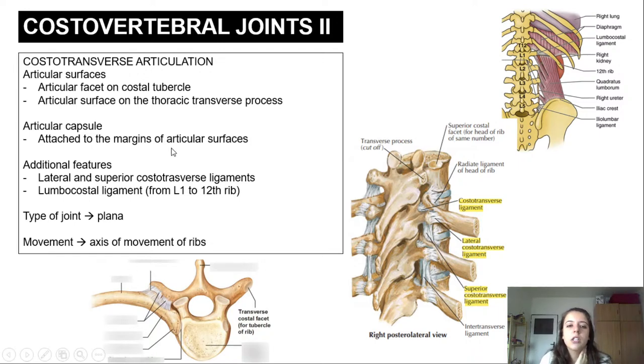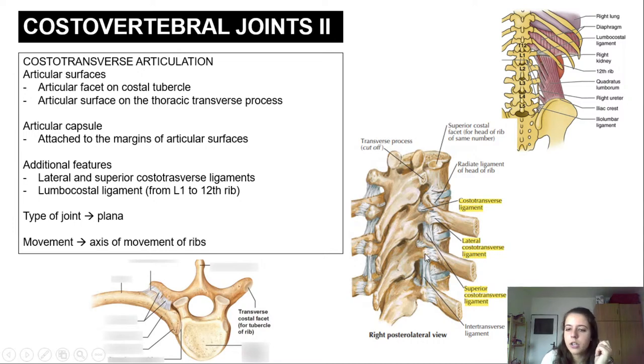The capsule is attached to the margins of the articular surfaces, and there are some additional features: the lateral and the superior costotransverse ligaments. The lateral one is going to join the transverse process of the same level vertebra with the costal tubercle of the rib. Same level: rib, transverse process, is the lateral costotransverse ligament. If the ligament goes up, that is called the superior costotransverse ligament, and it's going to join the transverse process of the superior adjacent vertebra with the costal tubercle of the rib we're talking about.